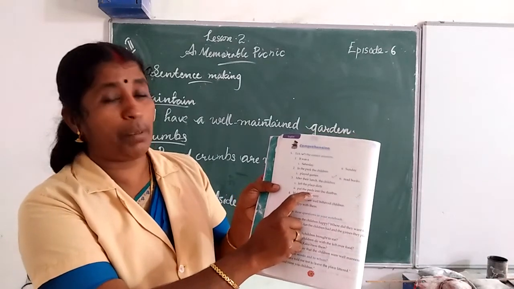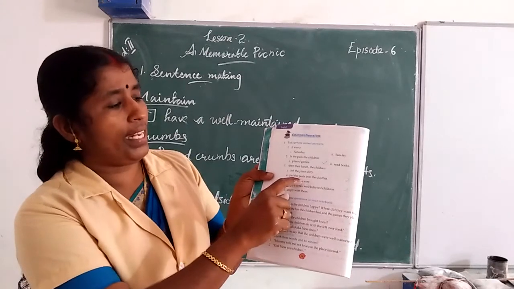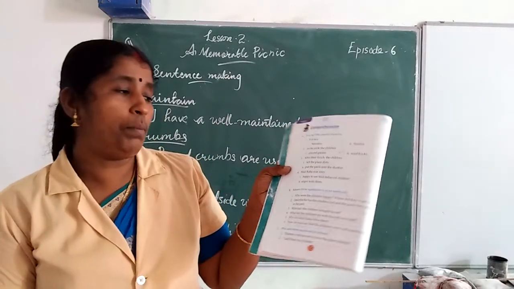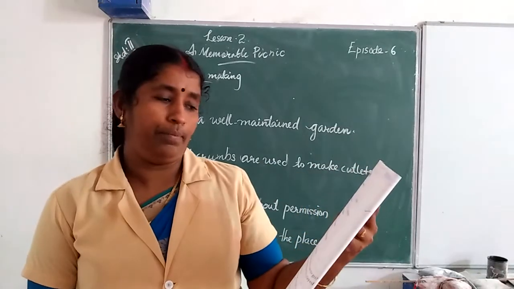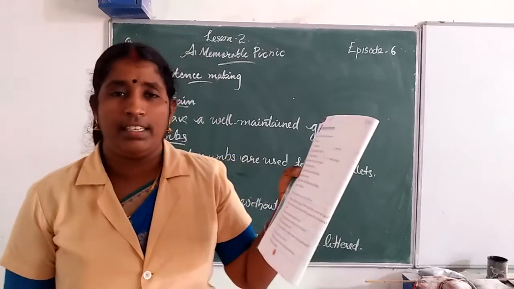Put the peels. Peels means the cover of the fruits. The peels into the dustbin. Tick the second option.